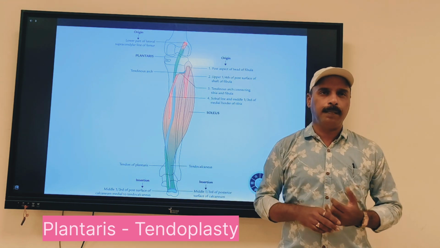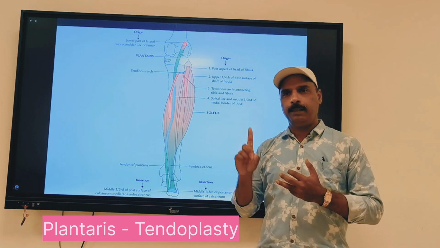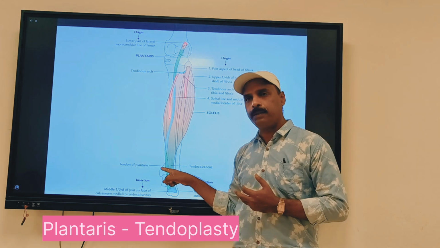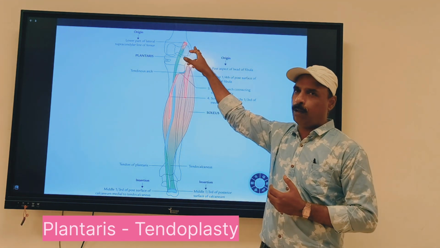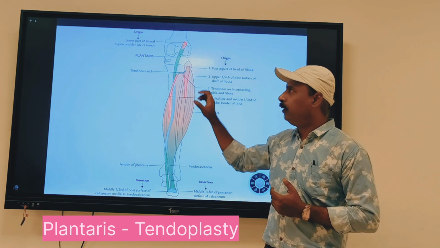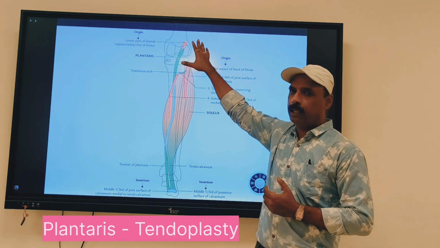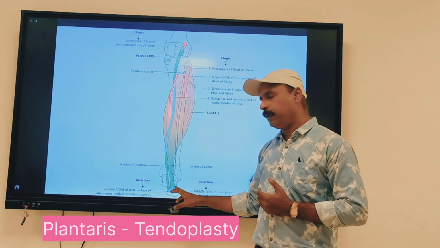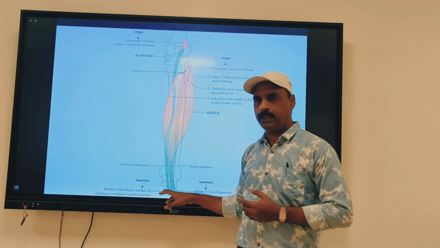This muscle is very important for tendoplasty. It is a vestigial muscle, and its long tendon is used for tendoplasty, as the muscle has a very small belly and a long tendon. For origin and insertion, you have to tell the lateral supracondylar line of the femur, and the insertion medial to the tendocalcaneus at the calcaneus bone.